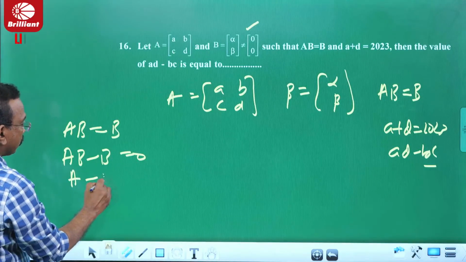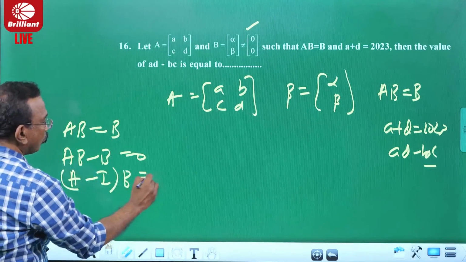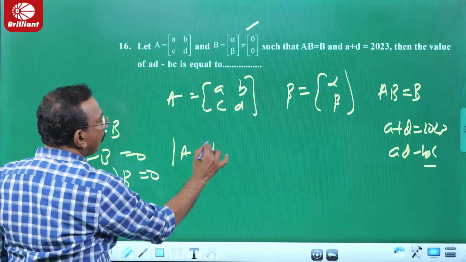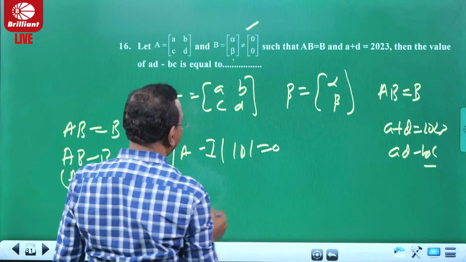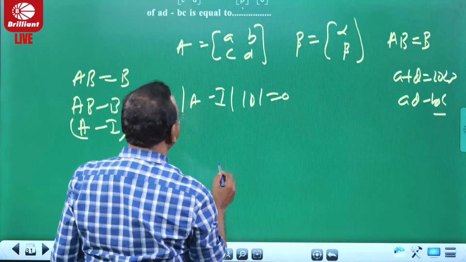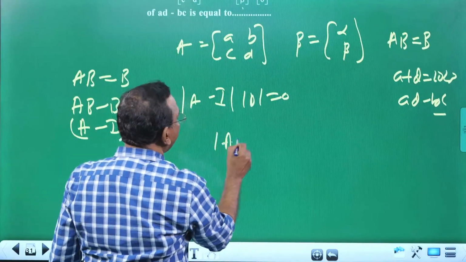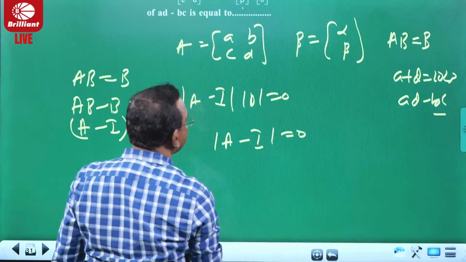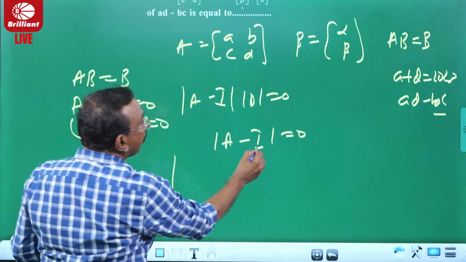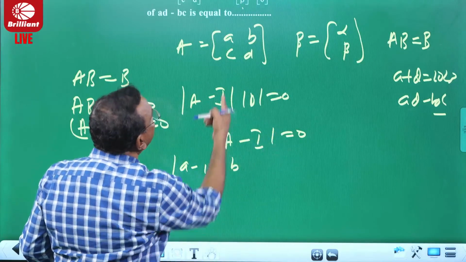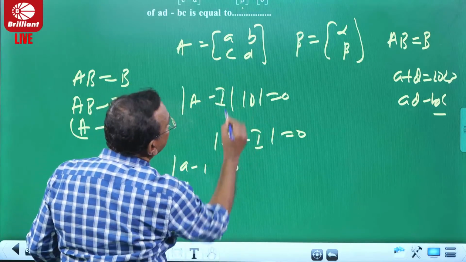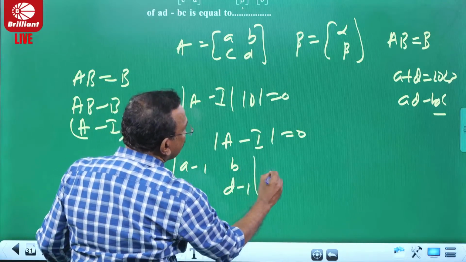So determinant of (A minus I) into B is equal to 0, that is, determinant of (A minus I) into determinant B is equal to 0. It is given that determinant B never becomes 0. So that means determinant of A minus I is equal to 0. How to write down determinant of A minus I? I is the unit matrix, so it should be in the form A minus 1, B minus 0, and C minus 0, D minus 1. So this is actually 0.